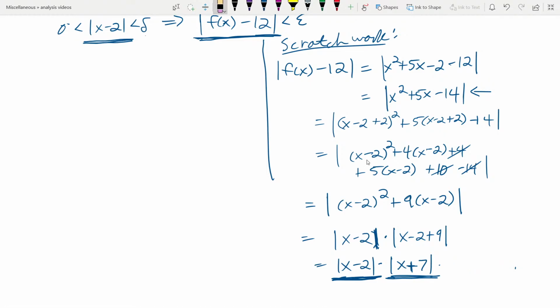So we need to do a little more work. Now this absolute value of x + 7, intuitively, what is this going to be near? Well, if x is close to 2, one would think the absolute value of x + 7 is going to be close to 9. So it shouldn't be too hard to find a decent upper bound for this, just a constant. The important thing is that it's not going to blow up or anything like that.